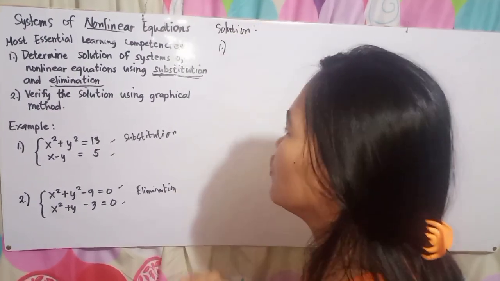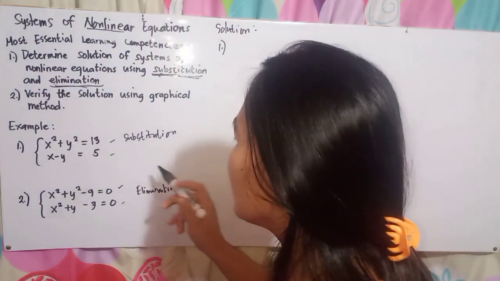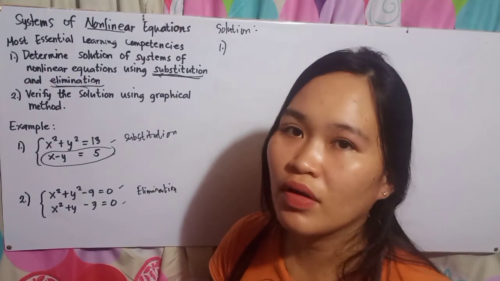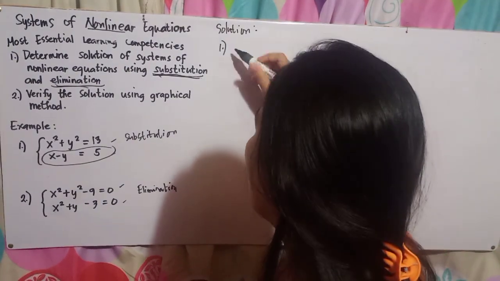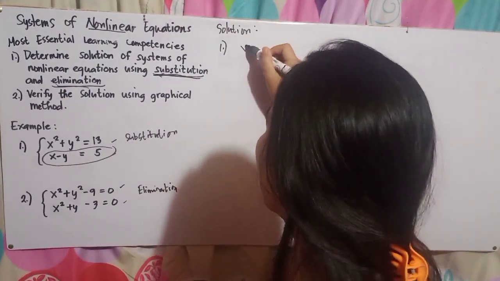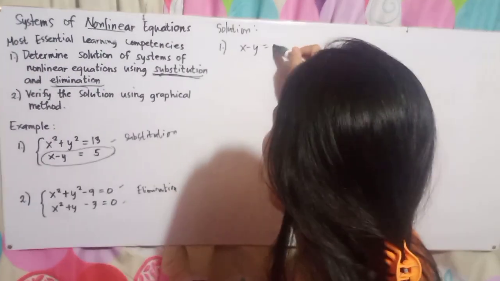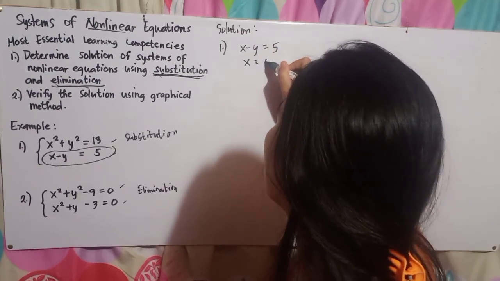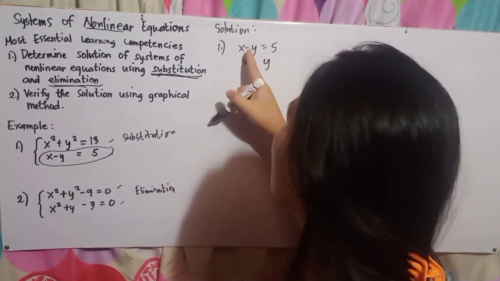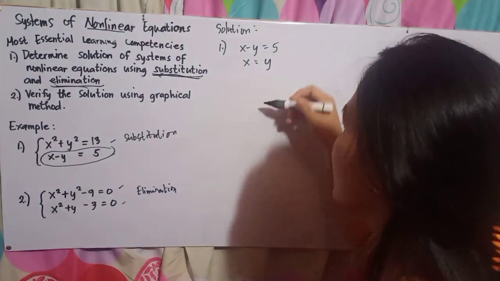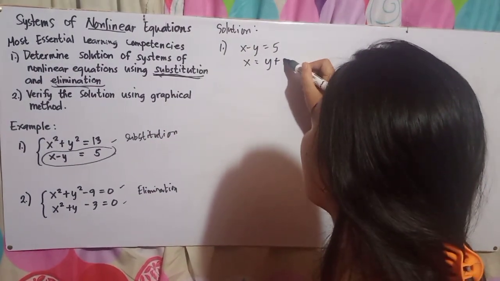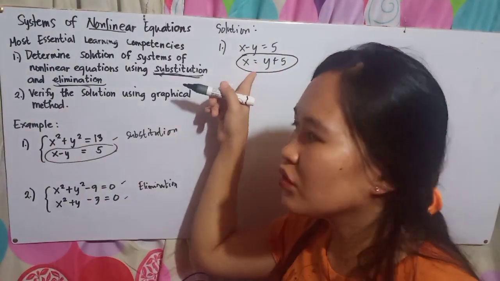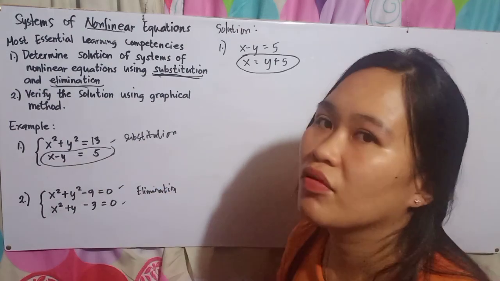Okay, number 1, solution. We will use substitution. In equation 2, solve for the value of variable x. Since the given is x minus y equals 5, isolate the value of variable x. So, x equals y, since the negative y, when transferred, becomes positive, so positive y plus 5. Now we substitute it into the given equation 1.